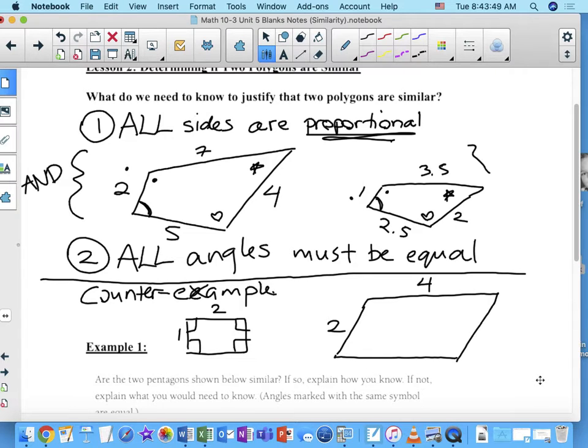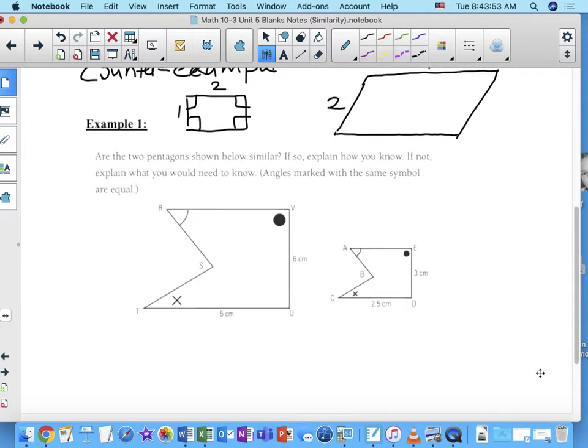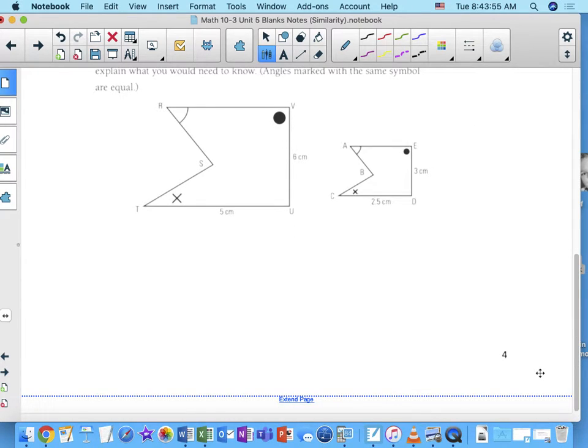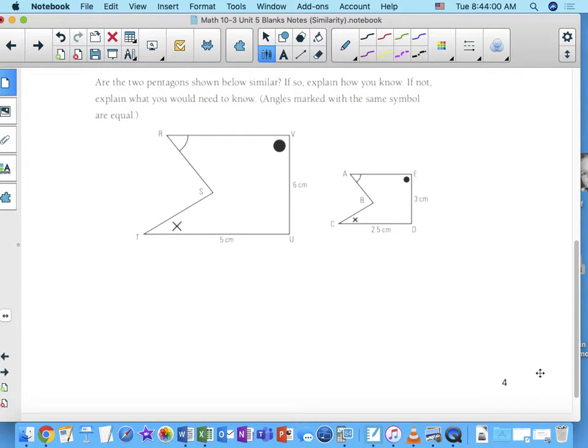All right, so we're going to go through some examples now and just say, are these similar or are they not? And I want to remind you here of something that I've been saying throughout this unit and throughout the last one, which is that you cannot rely on your eyesight to justify whether or not two things are similar. You can't say they look the same, therefore they are similar. You have to say that they meet those two conditions that we just listed above, meaning that all sides are proportional and all angles are equal.